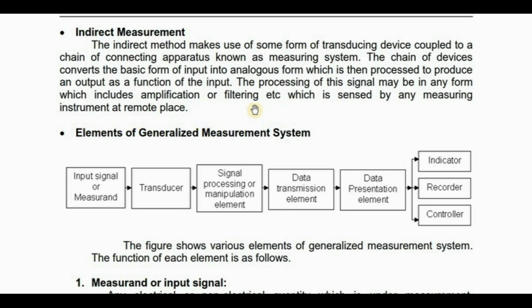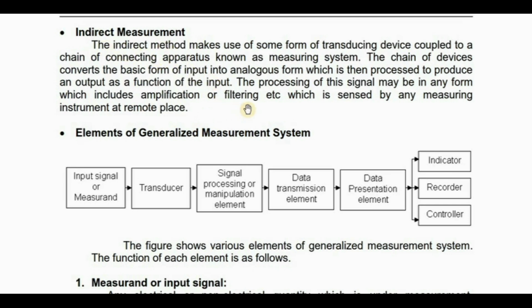Means what? Whenever we change a parameter into an electrical voltage, that voltage may be processed further to amplify it with the help of an amplifier, or we can pass it through filters to remove the unwanted signals from it, etc. And whatever final output we get, that final output will be given to the instrument, which can be placed at a remote place. Means it may be anywhere away from the parameter that is measured. Okay, so that is all about indirect measurement.